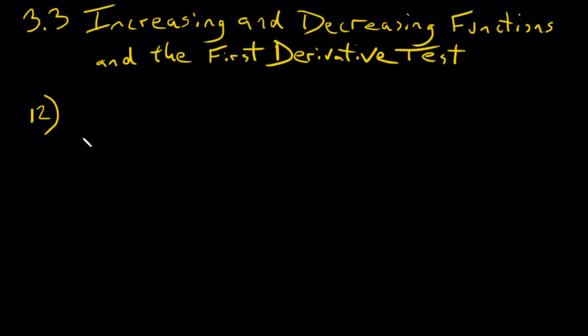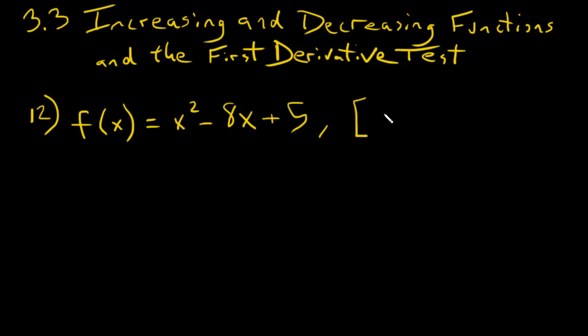Number 12 was f of x equals x squared minus 8x plus 5. And then it had an interval from 2 to 6. The instructions for this problem were to use Rolle's theorem to find a value on this interval that had a slope of 0. That's kind of a backwards way of looking at it, but okay.